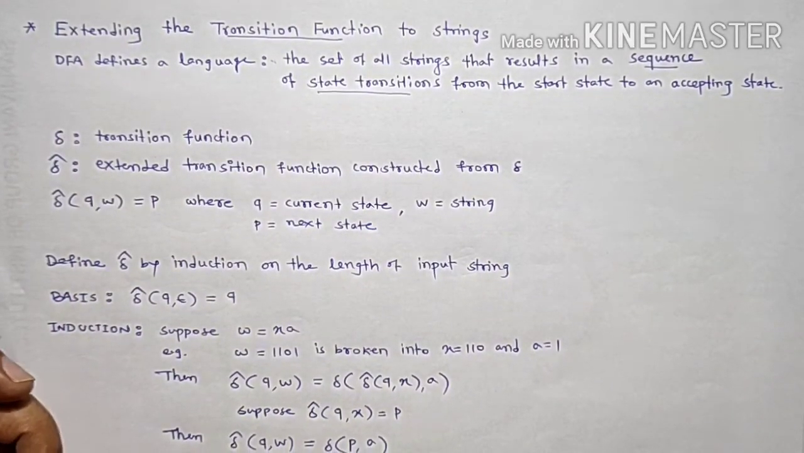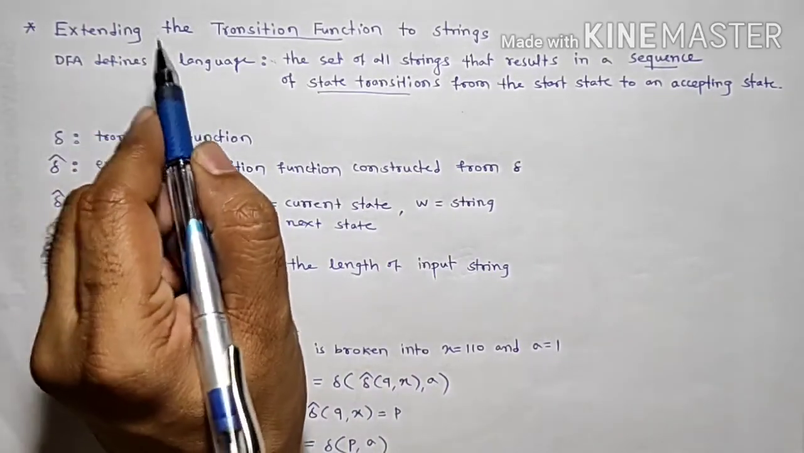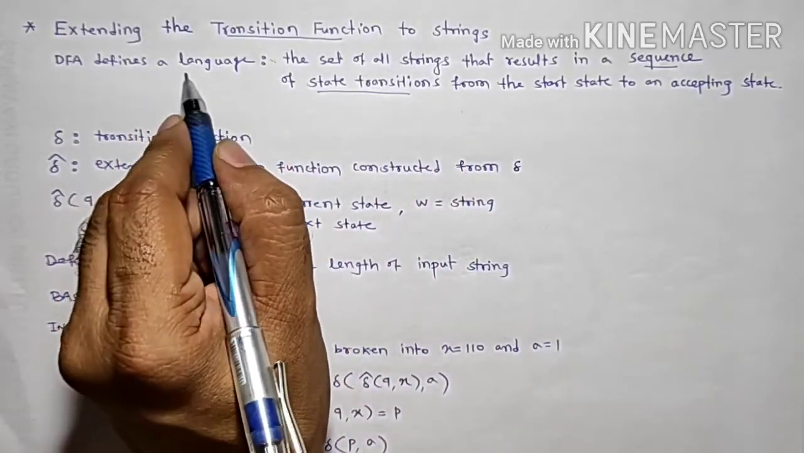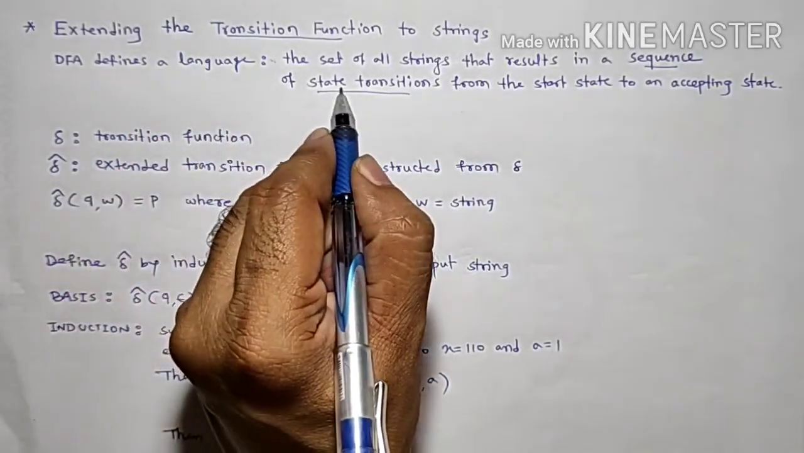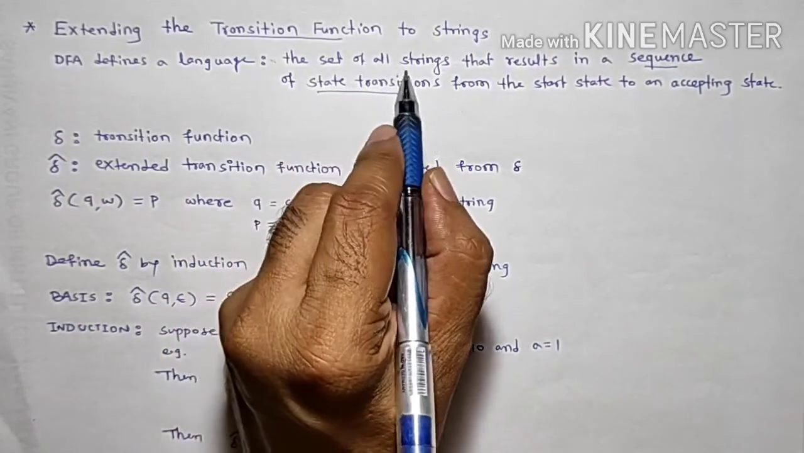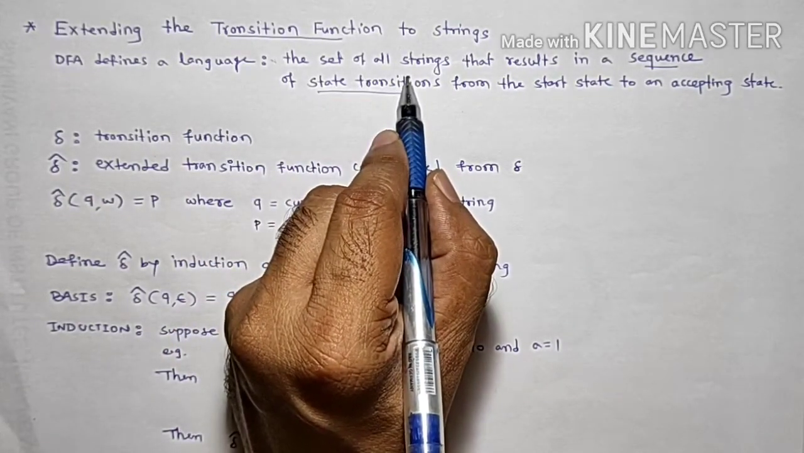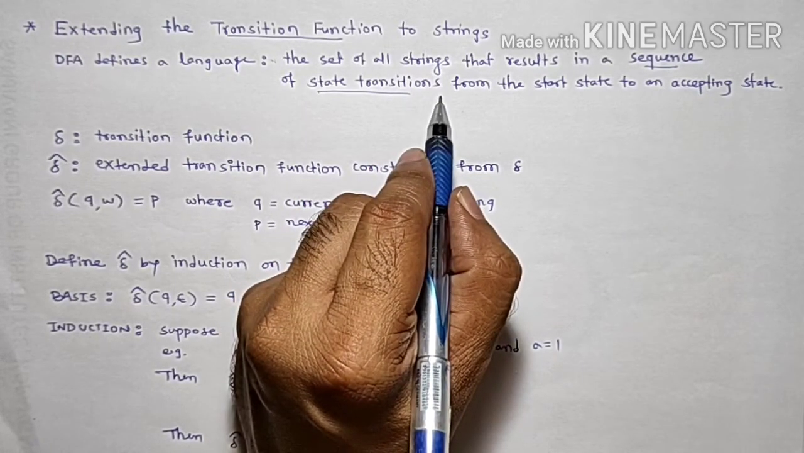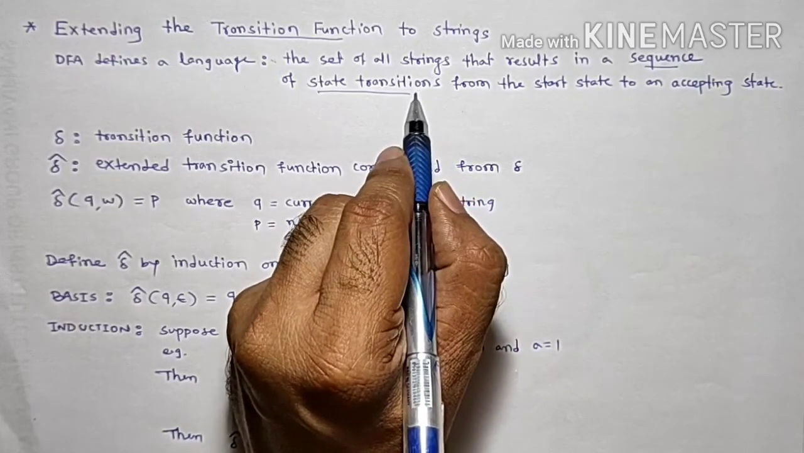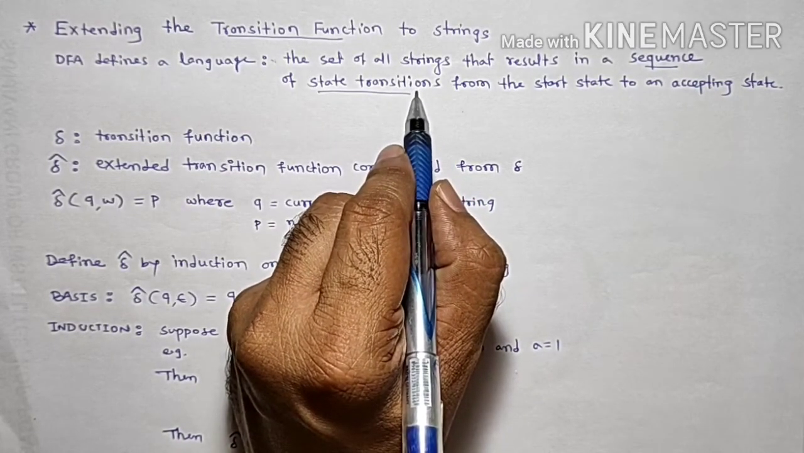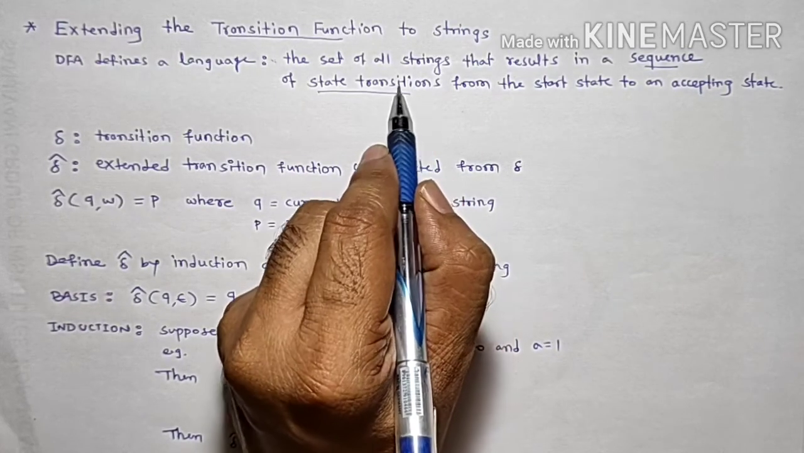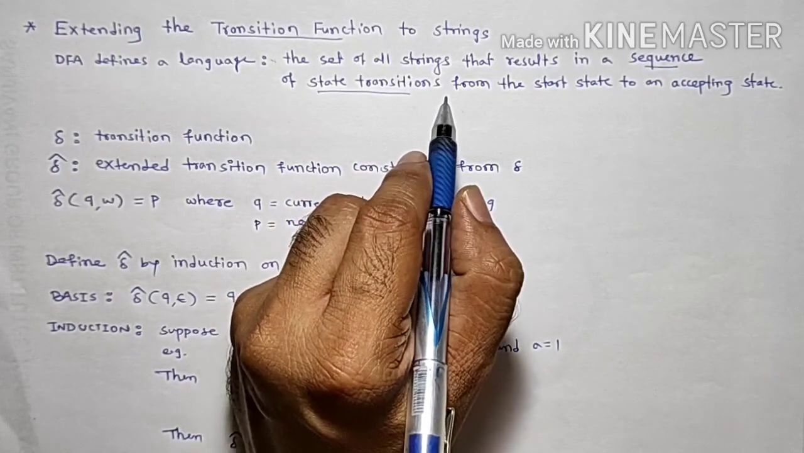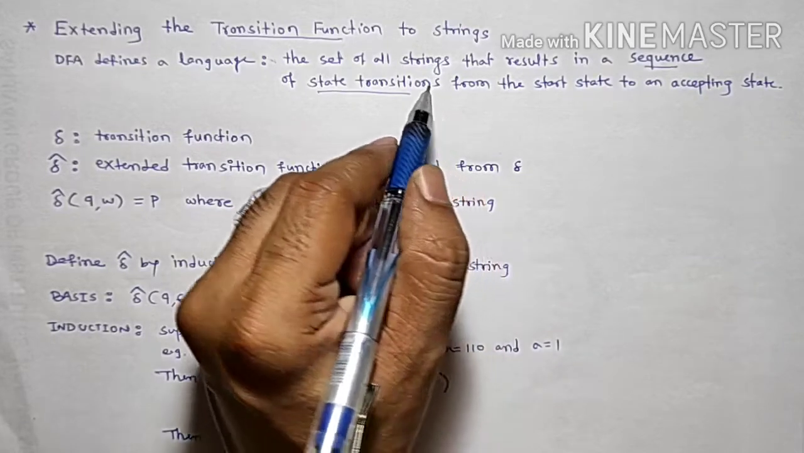Hello friends. So in this video we'll see the extending transition function of DFA to the strings. Now if we see the DFA language, the DFA language is the set of all strings that result in a sequence of state transitions from the start state to an accepting state. So each string belonging to the language results in a sequence of state transitions from the starting or initial state to the final state, that is, the accepting state.